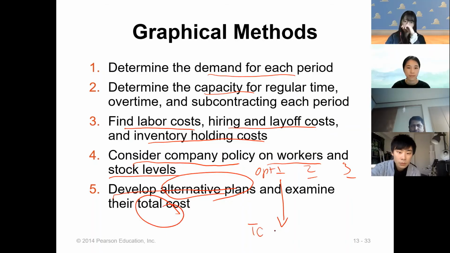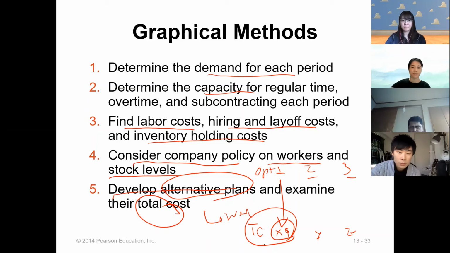So the total cost of option 1 is, for example, X, Y. Whichever produces the lowest total cost is considered your optimum. Okay, so that is the thinking. You have to think about what the alternatives are, and then you calculate the total cost.